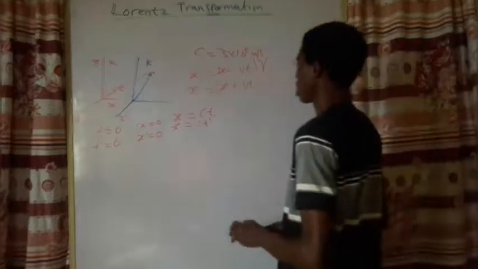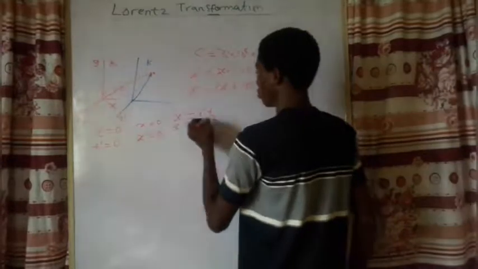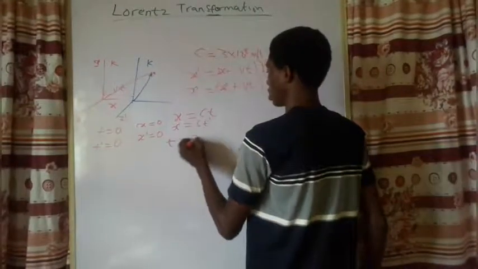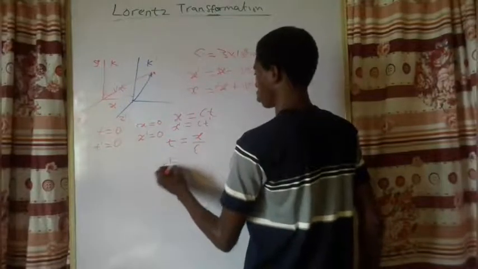Let's move on. If we make t the subject of the formula, t will be x over c, right? And then t prime will be what?